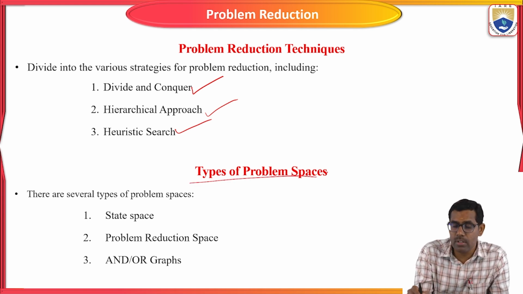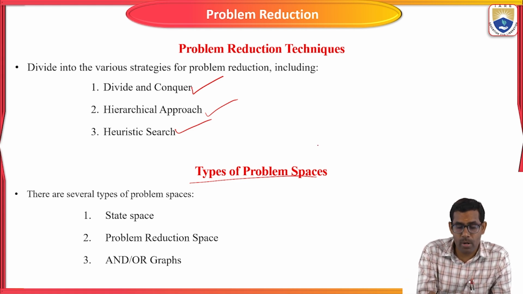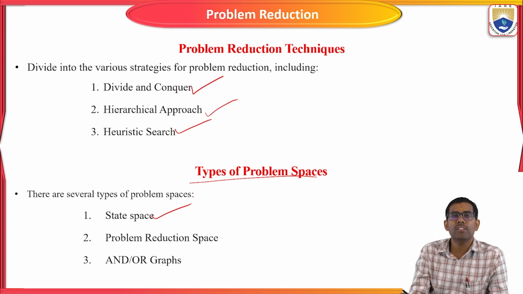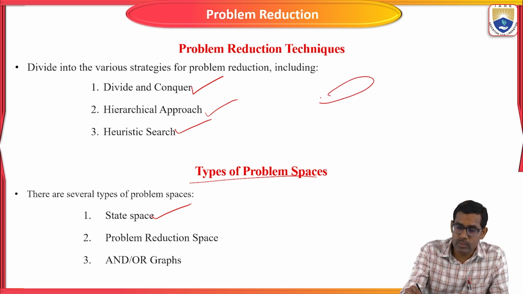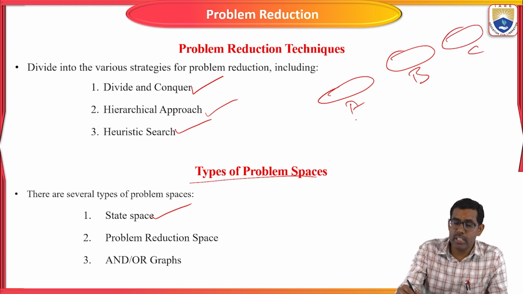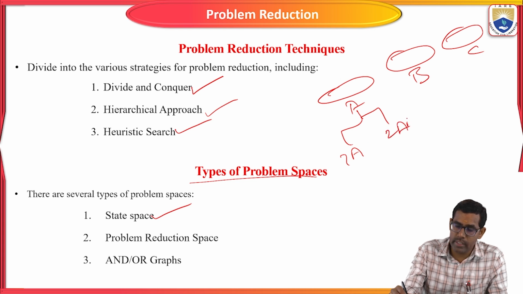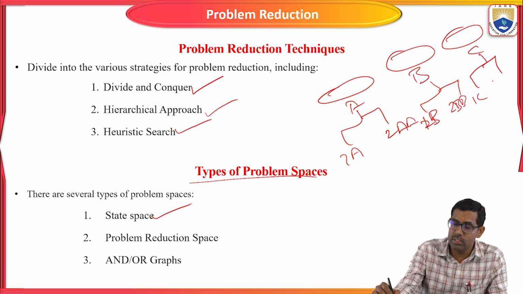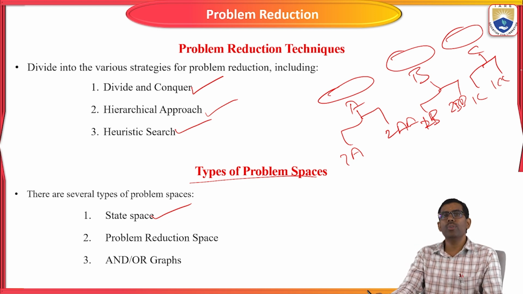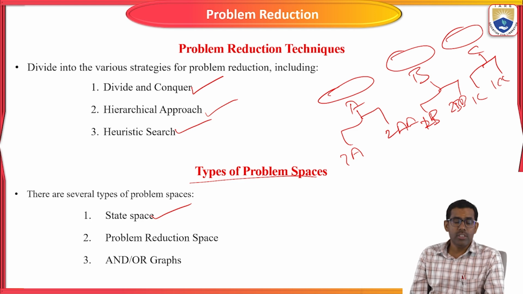Okay, the next one is various types of problem space. Here one is problem reduction. There are several types of problem space; one is state space. State space means here is space A, here is space B, here is space C. So 1 A to AA, 1 B to BB, 1 C to CC. Like this we use different memory spaces in the machine using the state space.